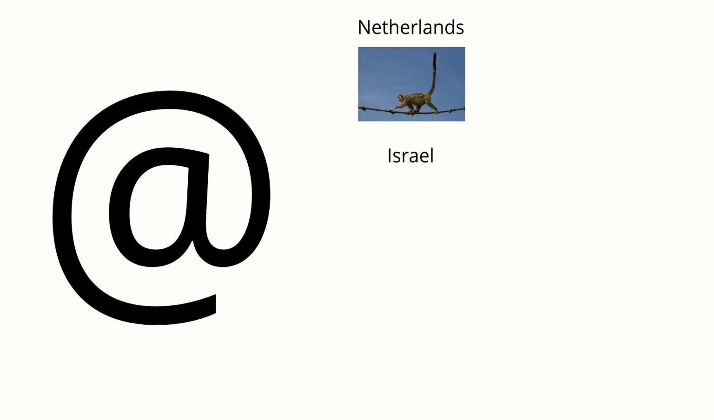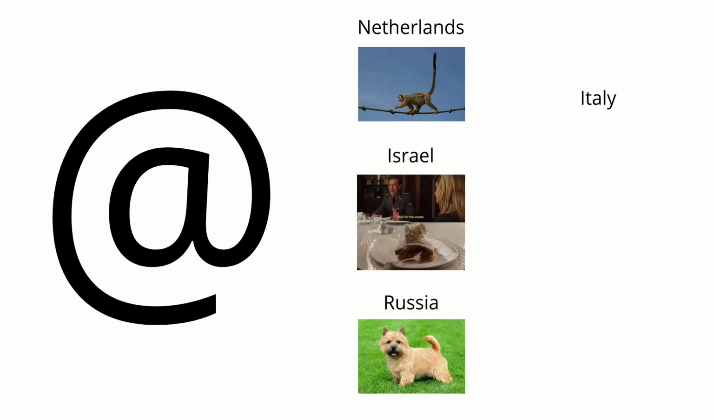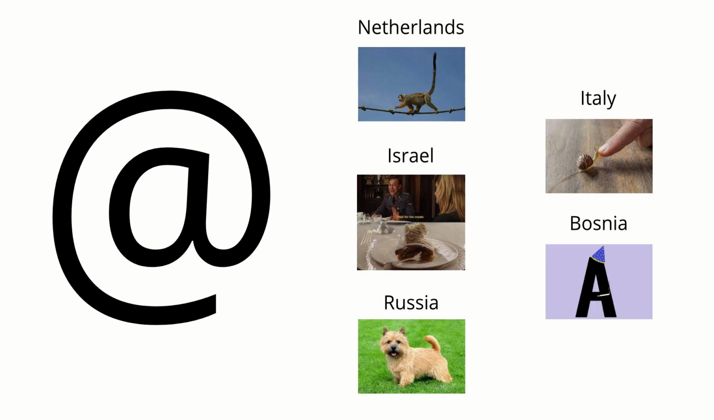What we call the at symbol has many different names in other languages. In the Netherlands, it's called a monkey's tail. In Israel, a strudel. In Russia, a little dog. Italy calls it a small snail. And in Bosnia, it's called a crazy A.